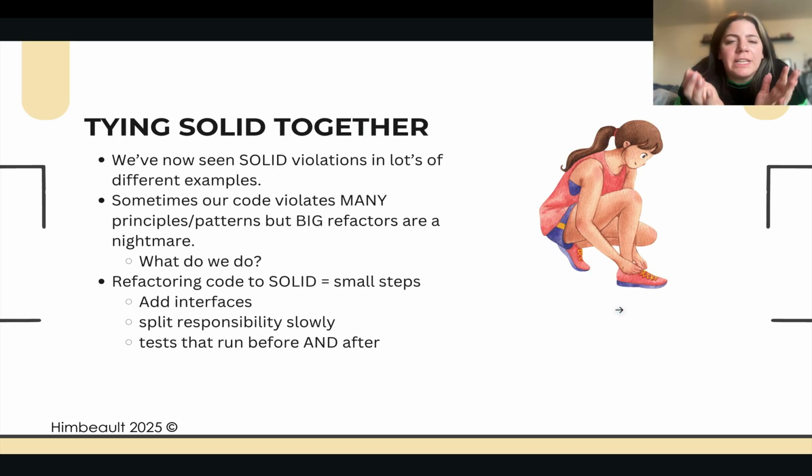So we've now seen SOLID violations in lots of different examples, right? Sometimes our code can violate many principles and patterns, and big refactors are a nightmare. So what should we actually be doing? Well, when we refactor our code with SOLID, we should be taking small steps. We should add interfaces. We should split our responsibility very slowly, and we should make sure that we're always running tests before and after we refactor to ensure that we did not break any functionality.